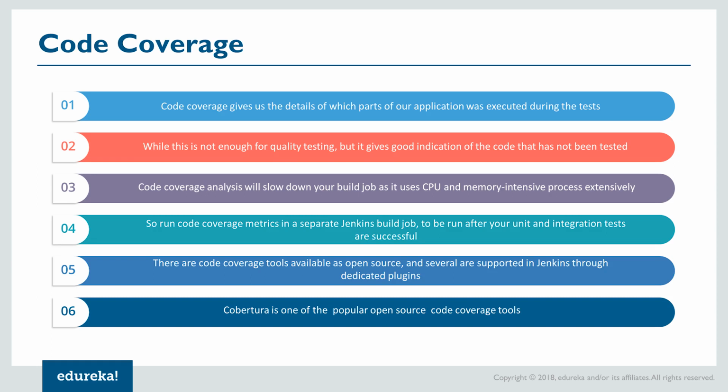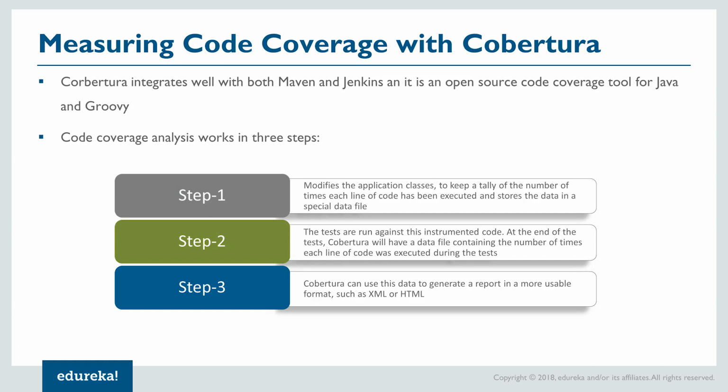tests. So there are code coverage tools available as open source, and a lot of them, as you can expect, are supported in Jenkins through dedicated plugins. And of course, the most common name which you will hear, especially when it comes to Java-based platforms, is Cobertura. It is one of the most popular open source code coverage tools. So Cobertura is basically a free Java code coverage reporting tool. It is based on something called JCoverage.